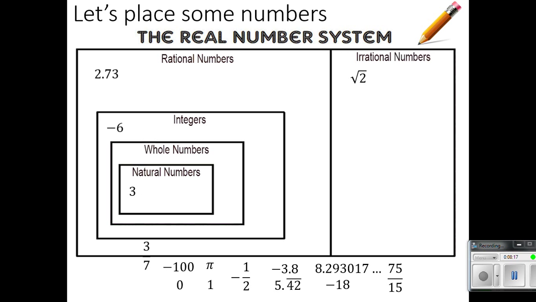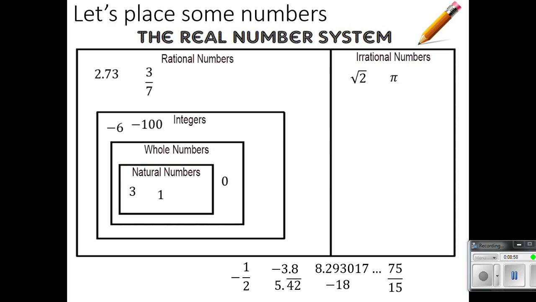Okay, now we've got 3/7. 3/7 is a rational number because it's written as a fraction, but it's not a whole number, it's not a natural number, and it's not an integer. -100 would be an integer. 0, okay, remember 0 doesn't fall in the natural or the counting numbers, so it goes under the whole numbers. Pi is 3.14159, blah, blah, blah, and it keeps going forever, so that would be an irrational number. 1 would be a natural number.